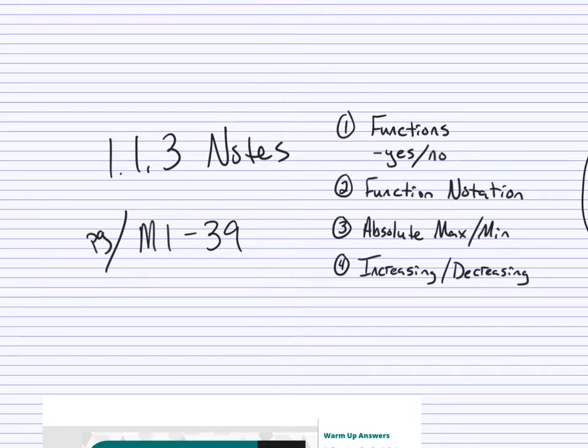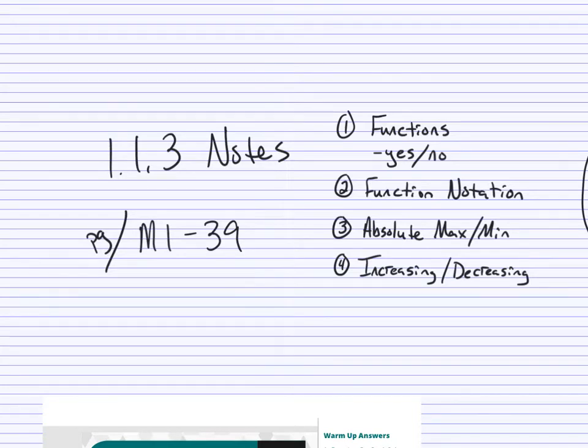Alright guys, today we're going to talk about the 113 notes, and if you want to follow along in your book, we're going to be skipping all over the place because I just want to focus on these four things today. We're going to start on page 39, but again, I'm going to be skipping all over the place, so it might be hard to follow. You may have to hit pause a few times.